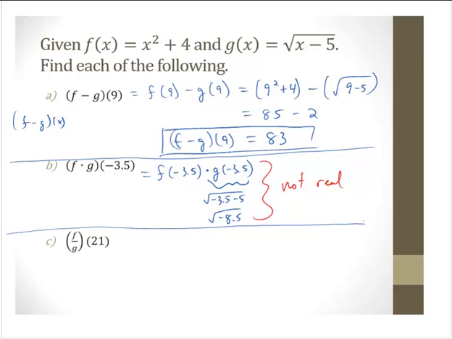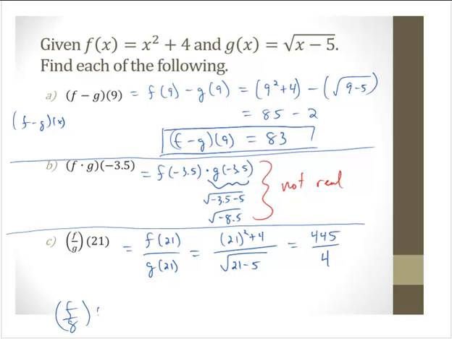f divided by g of 21. That would be f of 21 divided by g of 21. So that would be 21 squared plus 4 divided by the square root of 21 minus 5. Let's see, 21 squared plus 4 ends up being 445. 21 minus 5 is 16, and the square root of 16 is 4. So f over g of 21 is 445 over 4.